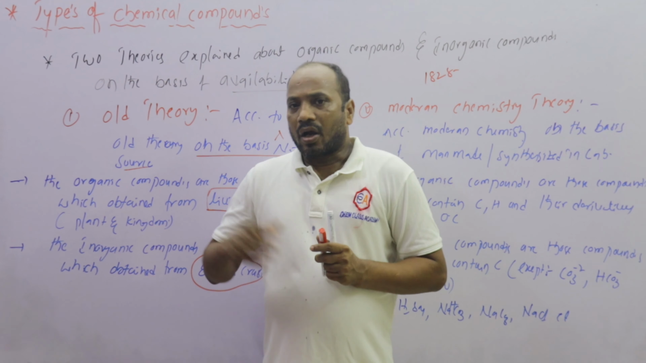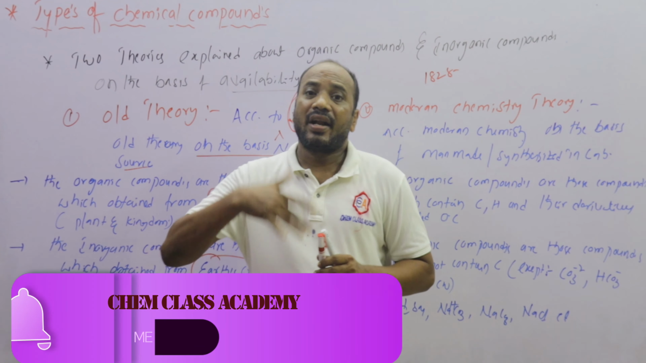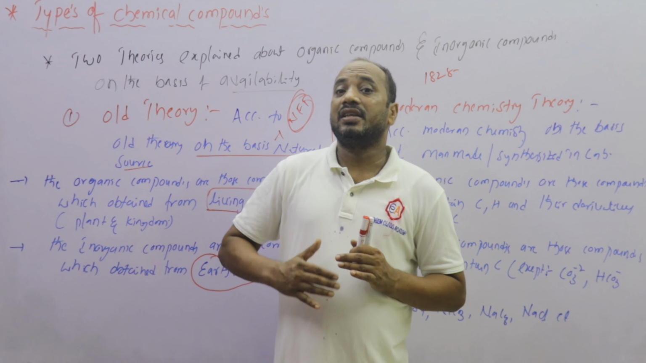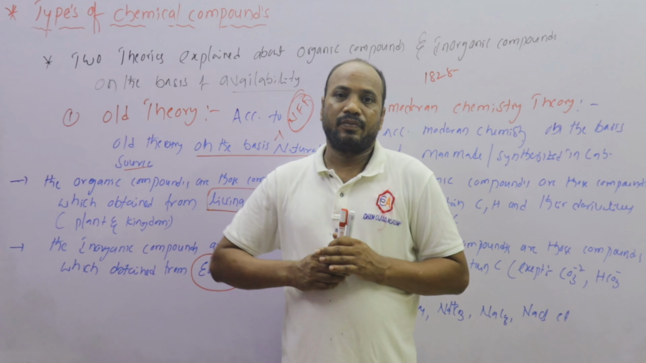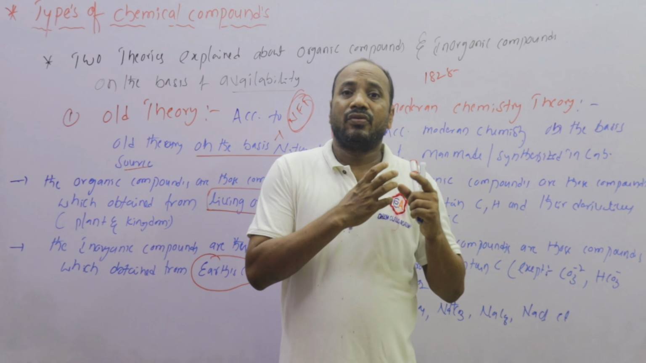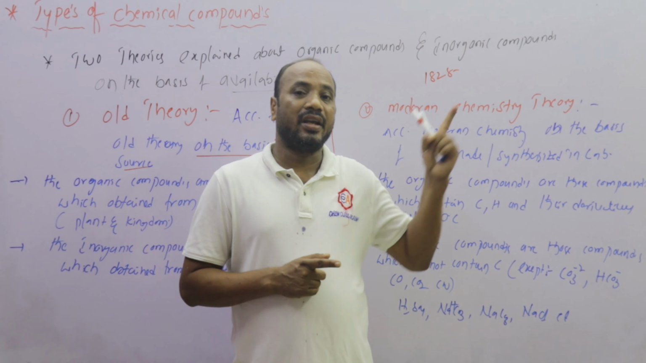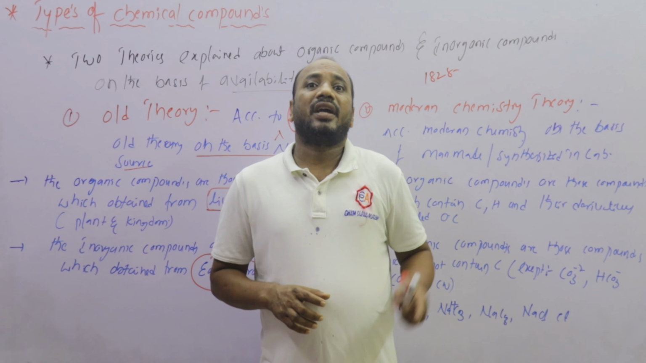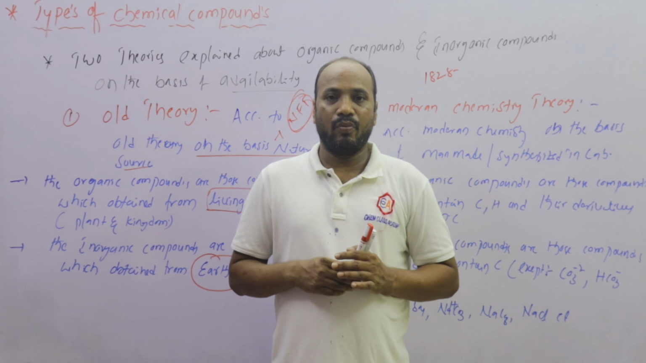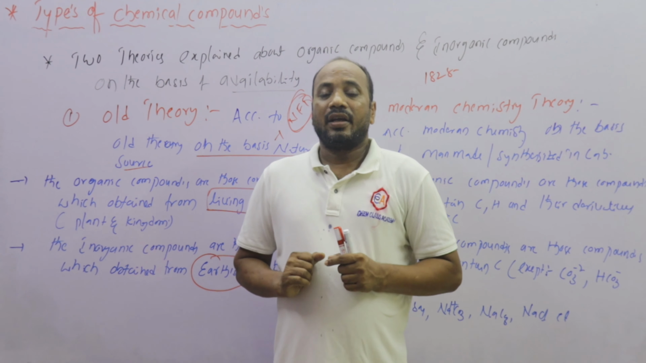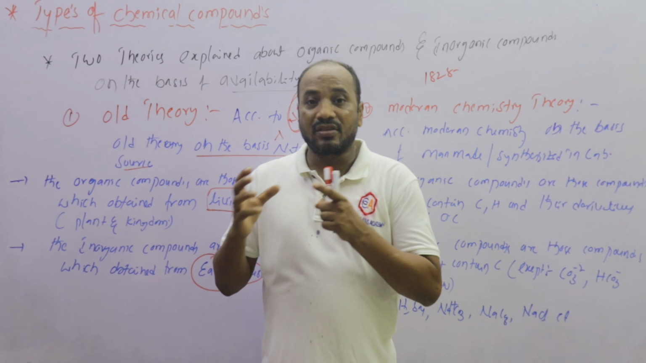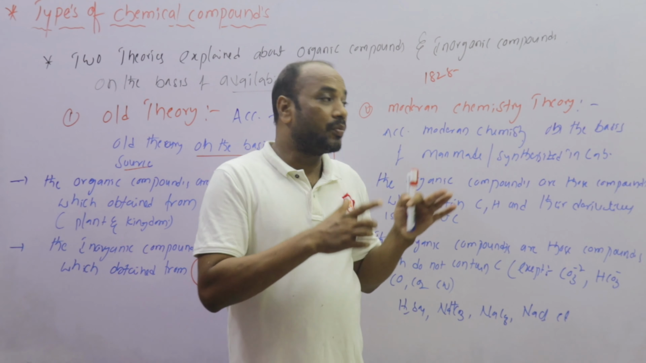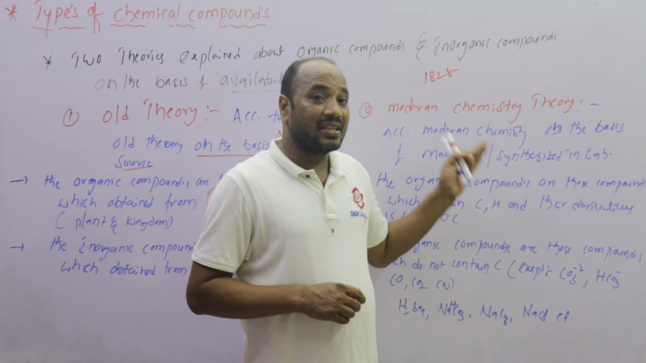In this topic, the compound is extracted from matter. Matter is classified into two types, mixture and pure substance. Pure substance is again classified into elements and compounds. Compounds, on the basis of source, are of two types, organic compounds and inorganic compounds. Also, two theories explain them on the basis of availability. According to the old theory, on the basis of natural source, and according to modern chemistry theory, on the basis of man-made or synthesized in lab.